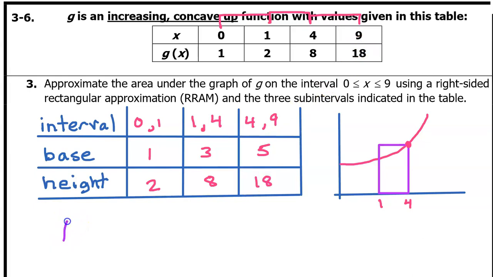The area approximation will be the sum of the areas of these 3 rectangles. So for the first rectangle, base times height is 1 times 2. And then the second rectangle, we have 3 times 8. And for the third rectangle, we have 5 times 18.